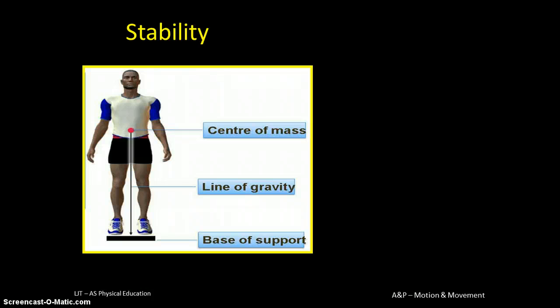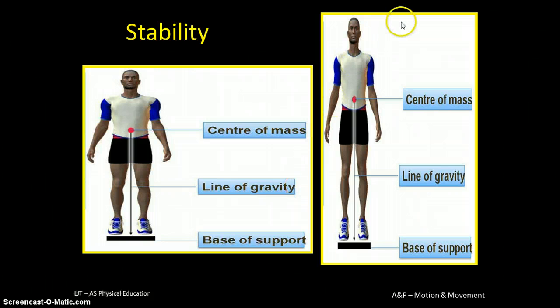So just to sum up the key terms here: centre of mass representing the distribution of mass of a body. The line of gravity, so the gravity line comes down through the centre of mass, and the base of support, the contact points with the ground that are so important in terms of balance and stability. And where the line of gravity is within the base of support, there is stability. However, things that can challenge stability are the height of the centre of mass.